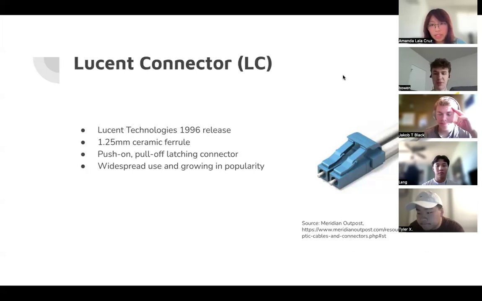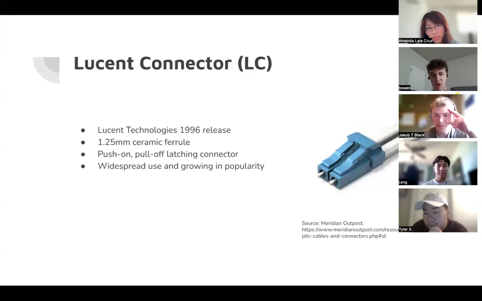Yeah, there we go. So it was developed by Lucent Technologies in 1996. It has the smaller 1.25 millimeter ceramic ferrule. It's push on and pull off, and it's already popular and it's continuing to grow in popularity. It has really high performance with installation and removal. It's got very low loss. It's high density. It's able to be used in the field, so it's really popular. The only downside is that the cost per fiber is kind of high.